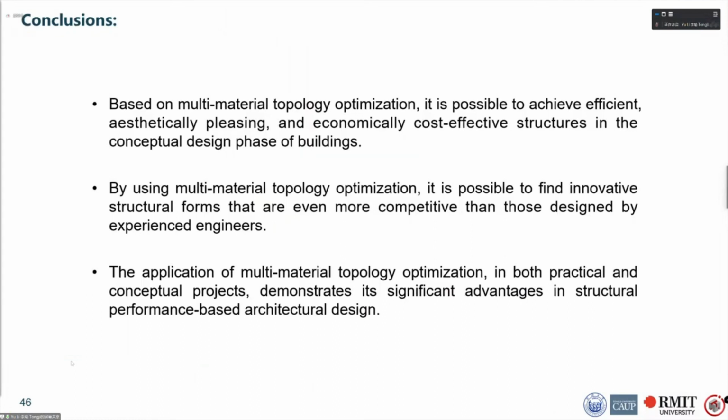To conclude my presentation, there are three small points to consider. The first one is that based on multi-material topology optimization, it's possible to achieve efficient, aesthetically pleasing, and economically cost-effective structures in the conceptual design phase of buildings. The second one is that by using multi-material topology optimization, it's possible to find innovative structural forms that are even more competitive than those designed by experienced engineers. The last one is that the application of multi-material topology optimization in both practical and conceptual projects demonstrates its significant advantages in structural performance-based architectural design.